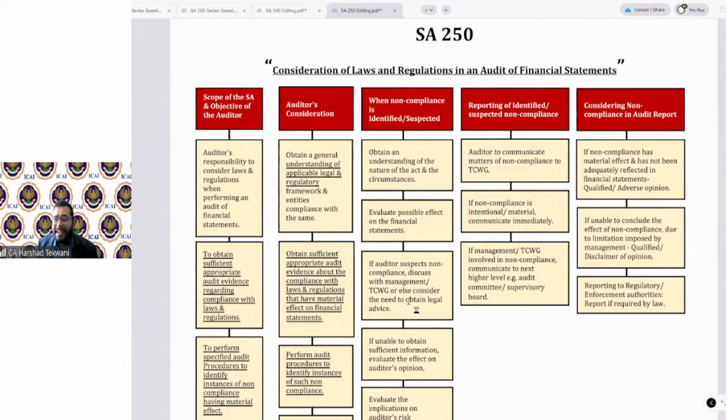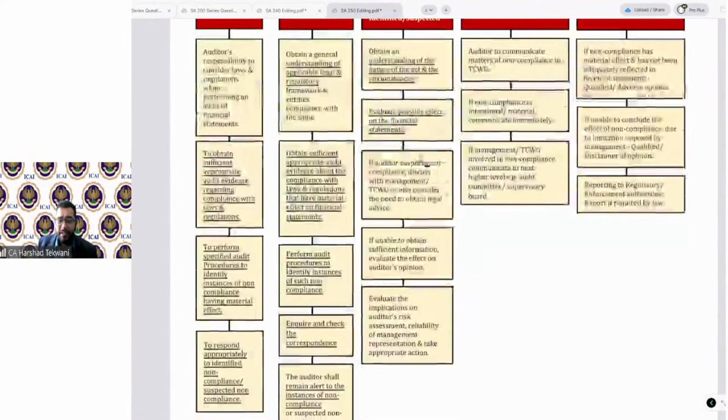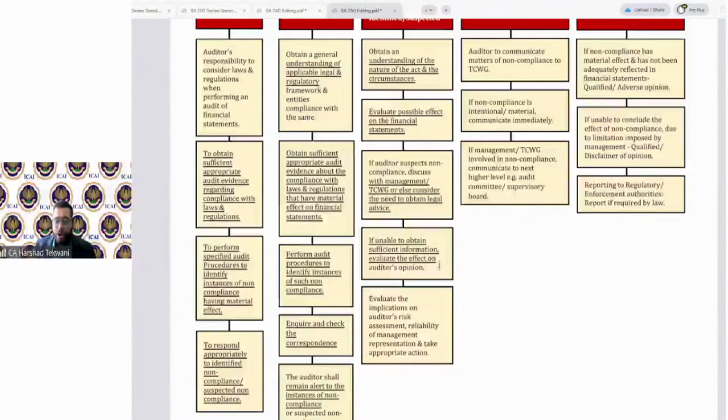If I suspect a non-compliance, what do I need to do? I need to understand the nature and circumstances of the non-compliance. I need to evaluate the possible effect on the financial statements. I need to discuss with the management and those charged with governance, or might need to take legal advice. If I'm unable to obtain sufficient and appropriate information to evaluate the effect on the auditor's opinion, then I need to evaluate the implication on the auditor's risk assessment and the reliability of management representation, and take appropriate action.